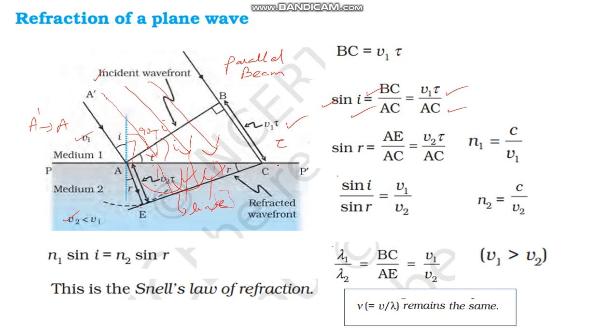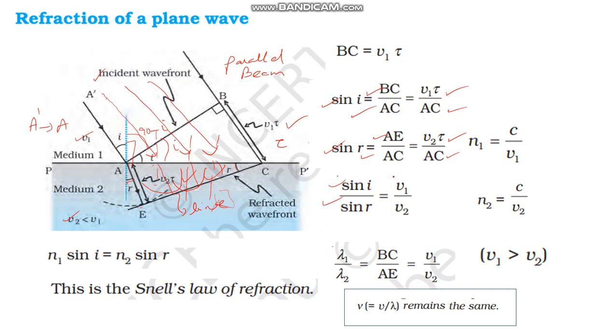Similarly, if this angle is r, from geometry we can prove that this angle also is r. r is the refracted angle, so we will calculate sin r. Sin r will be AE by AC, opposite by hypotenuse. So AE is v2 tau and AC is as it is. If you divide these two, you're going to get sin i by sin r equal to v1 by v2, as tau and AC are common.